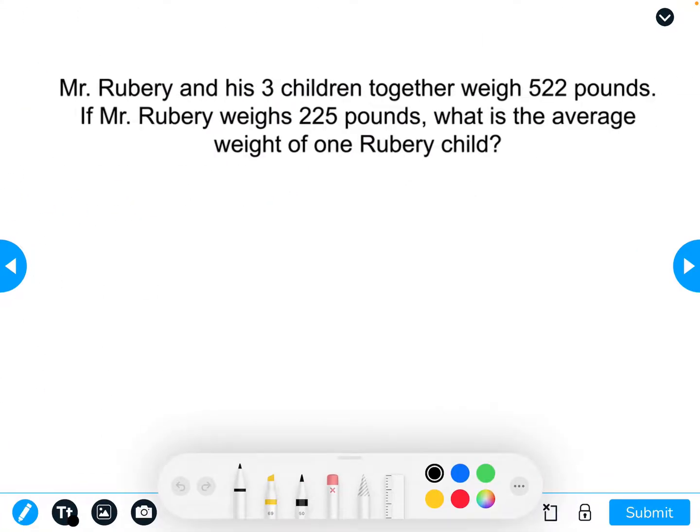All right, let's look at a word problem a little bit more using application. Mr. Rubery and his 3 children together weigh 522 pounds. Notice I didn't use my weight. If Mr. Rubery weighs 225 pounds, what is the average weight of one of the Rubery children? Okay, so if I'm adding them together, each child, and we're doing average, so that means they're all going to be the same. So let's call C a child's weight.